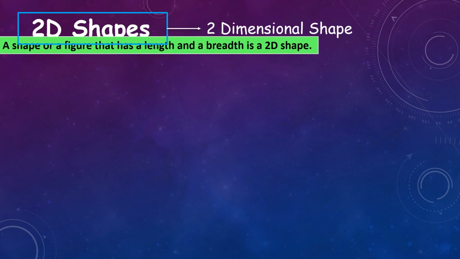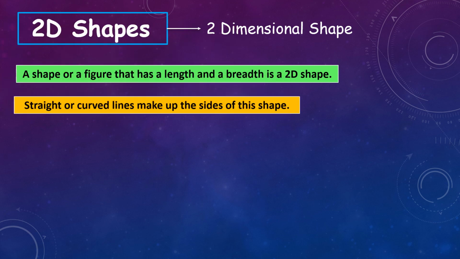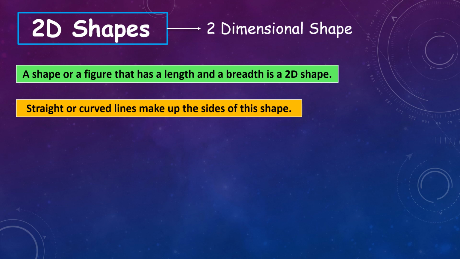Let us see the definition. A shape or a figure that has a length and a breadth is a 2D shape. So length, breadth, what are these? These are dimensions. So if a figure is having length and breadth, two dimensions, it is called a two-dimensional shape. Straight or curved lines make up the sides of this shape.